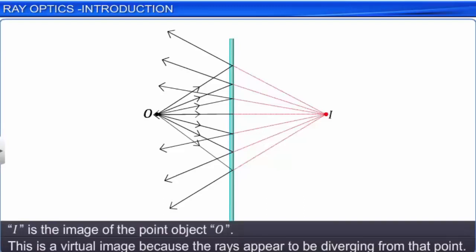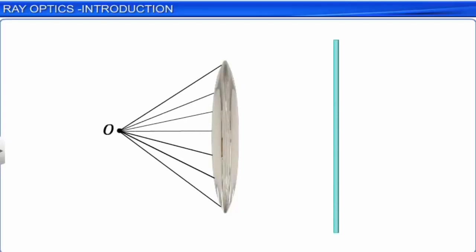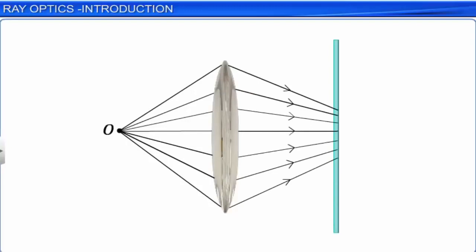If a converging lens is placed between the object and the mirror, light rays, after passing through the lens, form a converging beam. When this converging beam of light is incident on the plane mirror, after reflection, they converge to a point and form an image IR. Since the image is formed by actual convergence of light to a point, it is known as a real image. Hence, we have two types of images, real and virtual images.